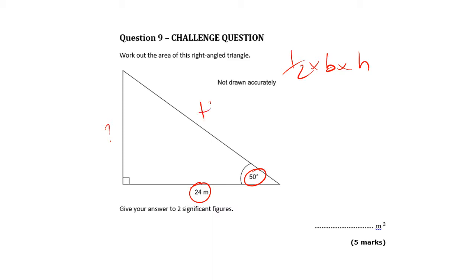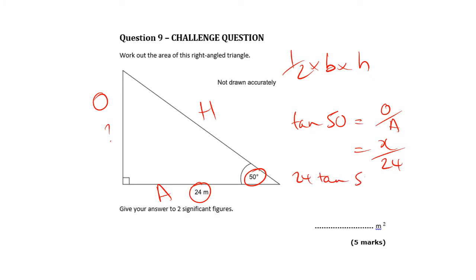Firstly, label the three sides as always. We've got the hypotenuse, we've got the opposite, we've got the adjacent side. Now, since we're given the adjacent and we're looking to find the opposite, tan would be the appropriate choice here. So tan of 50 equals the opposite over the adjacent. So in this case, we don't know the opposite, but we do know the adjacent is 24. We need to do 24 times tan 50 to find that missing side. And you should get an answer of 28.602, etc. Keep that on your calculator screen.